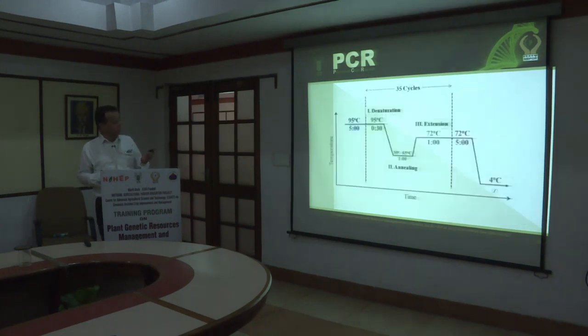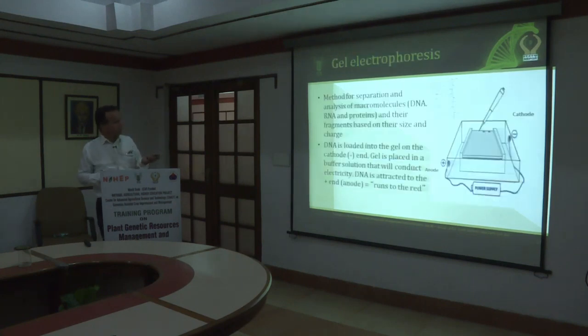So this is just a schematic presentation: denaturation, annealing, extension. PCR, you all might have done. So I'm not going into the details of this.